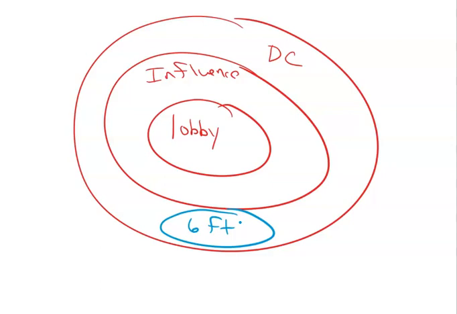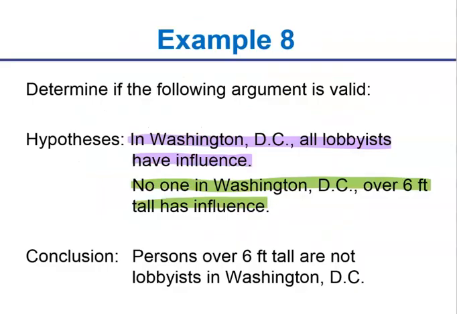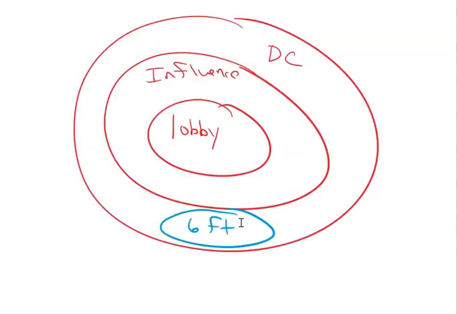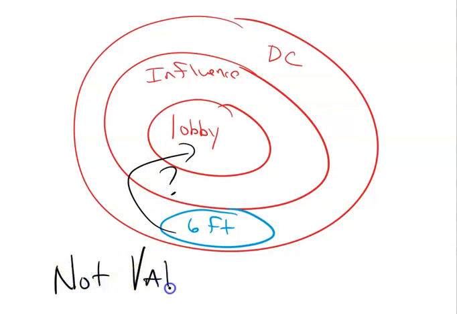We've got to use this picture to determine if my conclusion is right. Okay, it says persons over 6 feet tall are not lobbyists in Washington, D.C. What do we think? Let's look at our picture. Persons over 6 feet tall, do they fit inside the lobbyist circle? Nope. So I would say this is not valid. Definitely not valid.